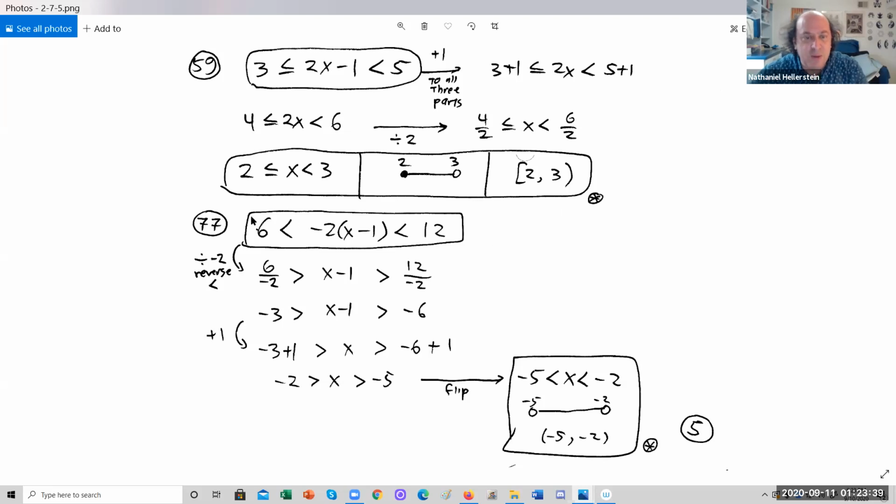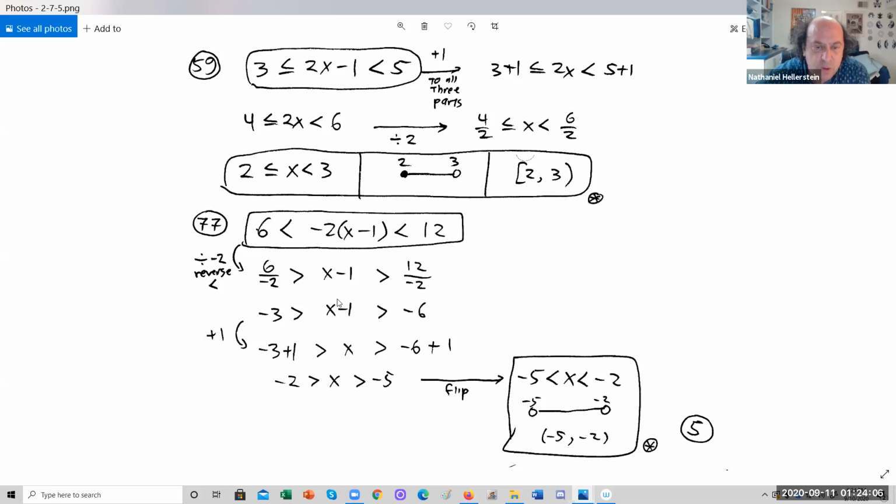All right, here we have a similar thing. 6 less than negative 2 times x minus 1 is less than 12. Now, watch out. We want to get rid of this negative 2. So to do that, we divide throughout by negative 2. But that will reverse all the inequalities from less than to greater than. To get 6 over negative 2 is greater than x minus 1, is greater than 12 over negative 2. So negative 3 is greater than x minus 1 is greater than negative 6.